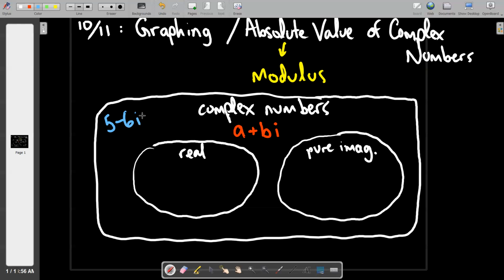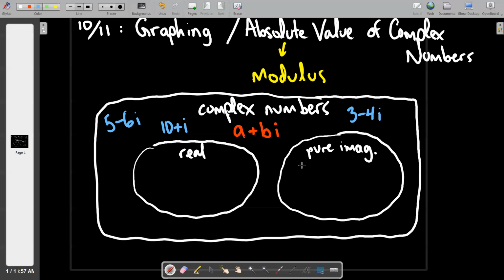Here's a complex number, 5 minus 6i. Here's another one, 3 minus 4i. Here's another one, 10 plus i. Here's another one. Say it again. It's not about negatives. It's the i. It doesn't have an i. To be a real number, i.e. every number you'd ever seen until a week ago, you don't have an imaginary part. If you do, you're no longer a real number.